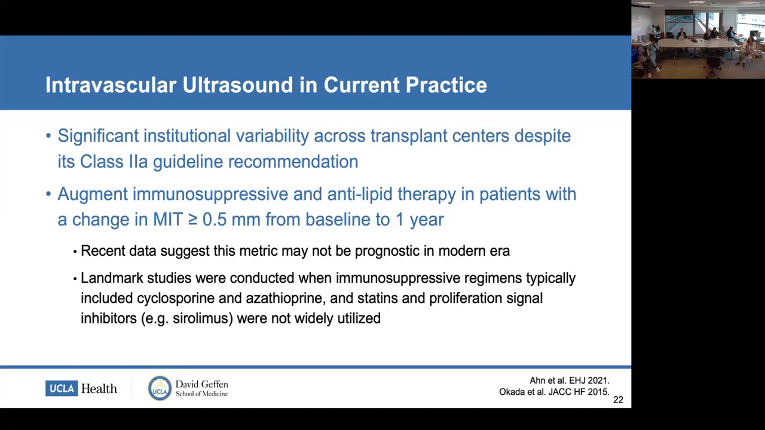One important caveat to know, like in all of cardiology, is as we progress in our treatment and advances in disease states, it's always important to think about, does the data still apply today? And so recent data actually suggests that this metric may not be as prognostic in the modern era. And it's important to remember that those studies that I mentioned that were published in 2005 were conducted when immunosuppressive regimens typically included cyclosporin and azathioprine, neither of which are mainly used today, and statins and proliferation signal inhibitors such as sirolimus or everolimus were not really in wide utilization at that time.